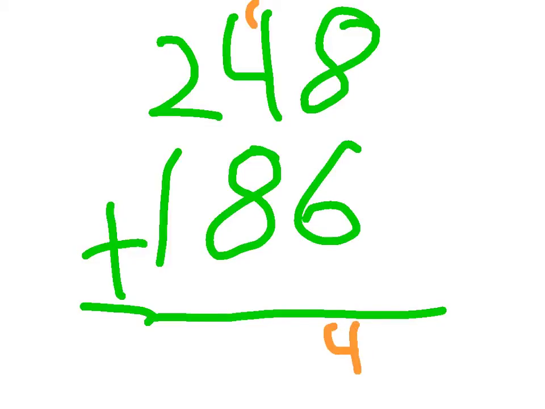8, 9, 10, 11, 12. Get the 12. Get that. That equals 3. 324. Bingo, baby. Bingo. Bingo.